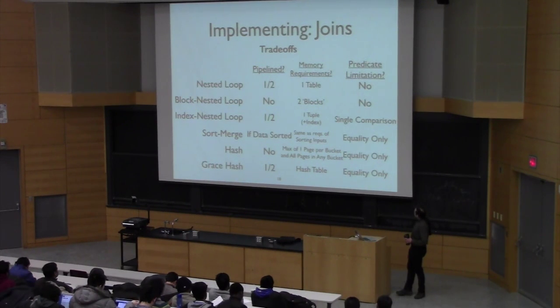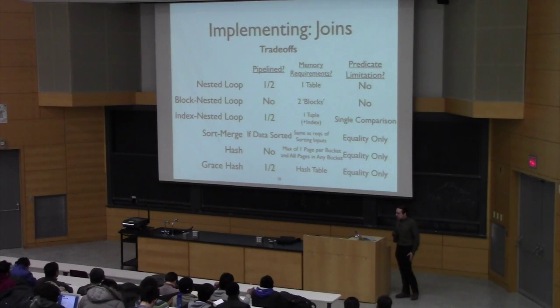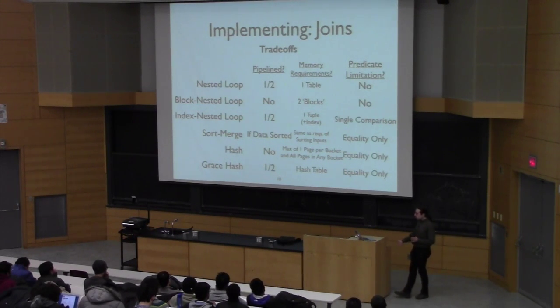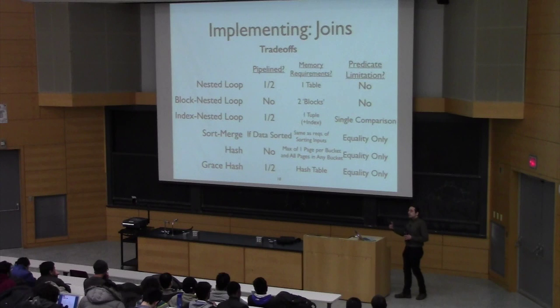You don't actually need to write this down. This is in your textbook and it'll be posted on the slide decks. But basically there's a huge amount of different trade-offs between these. And it's not always clear which one is best. There are weird corner cases. There are even weird corner cases where nested loop beats out everything else, typically when the size of the input is relatively small.